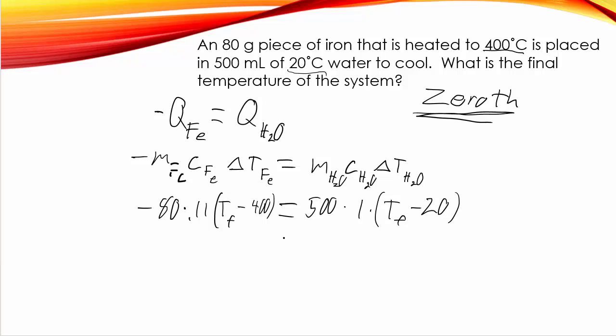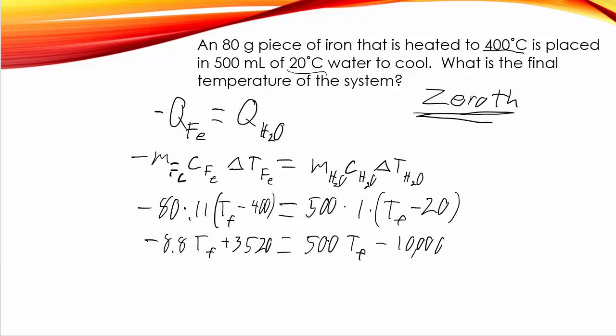We are left with a fair amount of algebra here. So we're going to have to distribute this, right? So on this side we're going to have 500 times the final temperature minus 500 times 20, which is going to be 10,000. Over here we multiply 80 times 0.11 and we get negative 8.8 times TF, and then we've got that negative 8.8 times this negative 400. There's two negatives, so we'll have a positive, and that works out to be 3520.